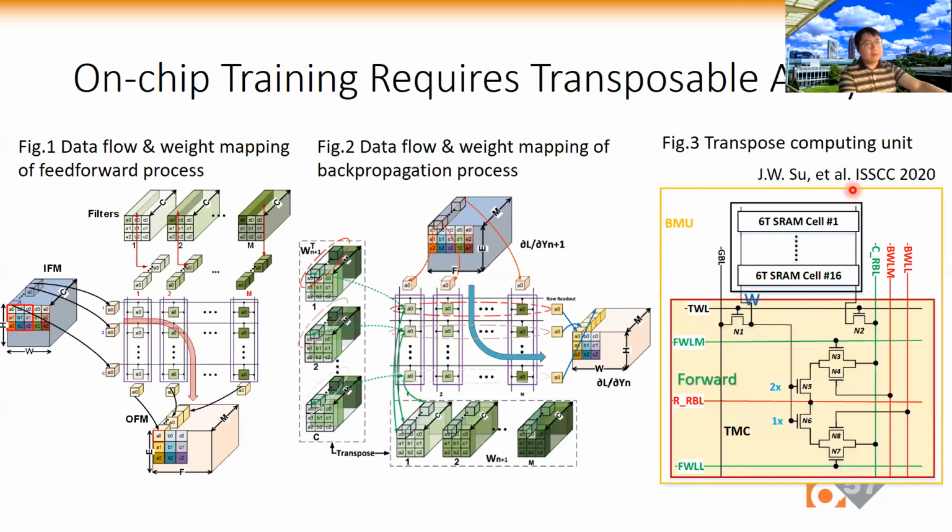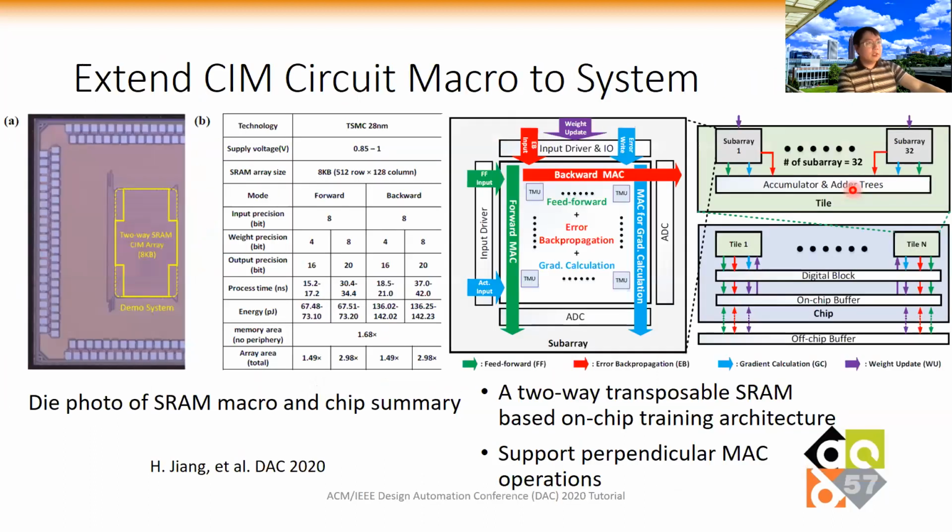So we can have the forward computation. And also then we can have the transpose computation for the backward propagation. So this is the chip macro we taped out, and it is just for one array. But for the neural network model, we need many of these kind of arrays. Right now, we don't have resources to do the full system design and tape out.